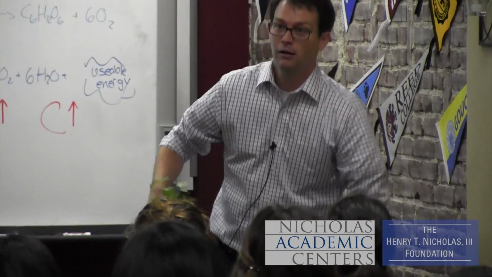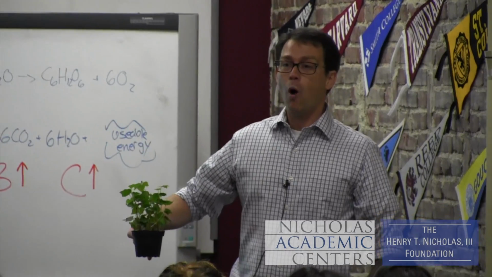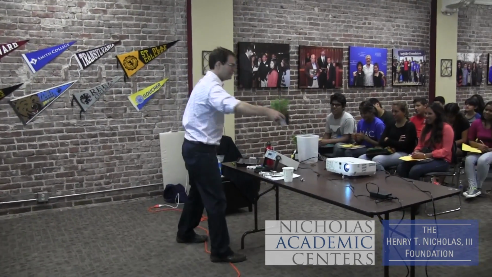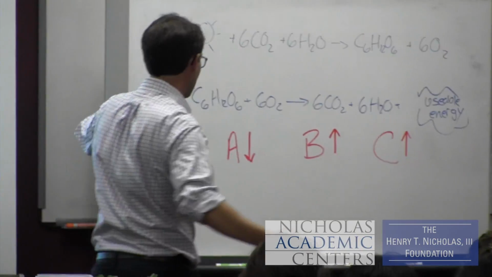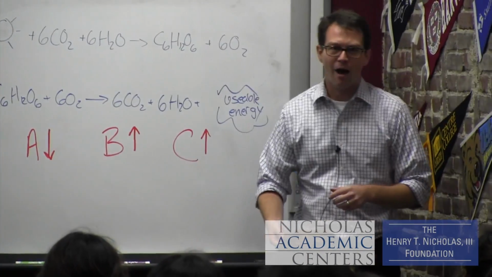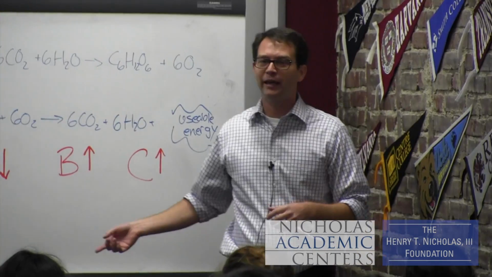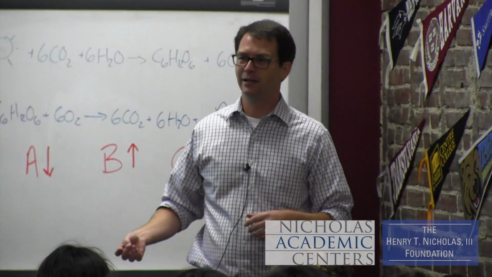Box C. What? How can we possibly have a plant in box A which causes carbon dioxide to go down, but a plant, a very similar plant in box C that causes carbon dioxide to go up?